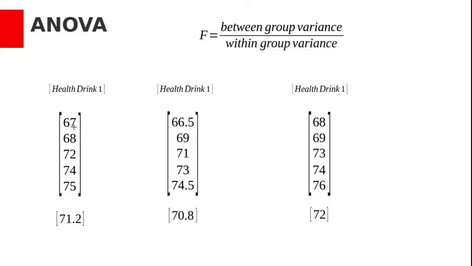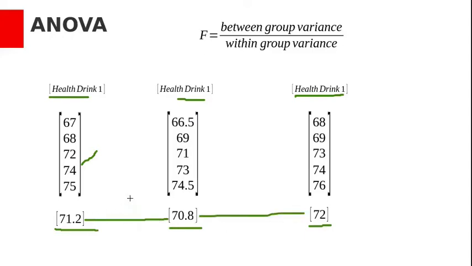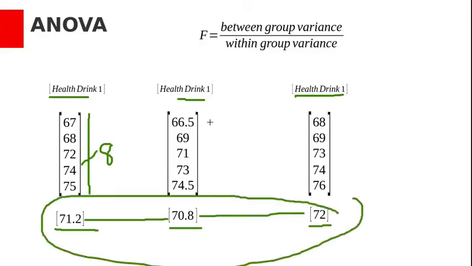Suppose even if we feed the same health drink to all these three groups, health drink 1, then their heights are supposed to be like this. If we take the first group average height, suppose it is 71.2, and second group 70.8, and third group 72. Here also we have variation between these groups, but this between group variation is very small compared to within group variation. Here we have within group variation 8, and here between group variation is very small, below 2, and within group variation is more than this between group variation.